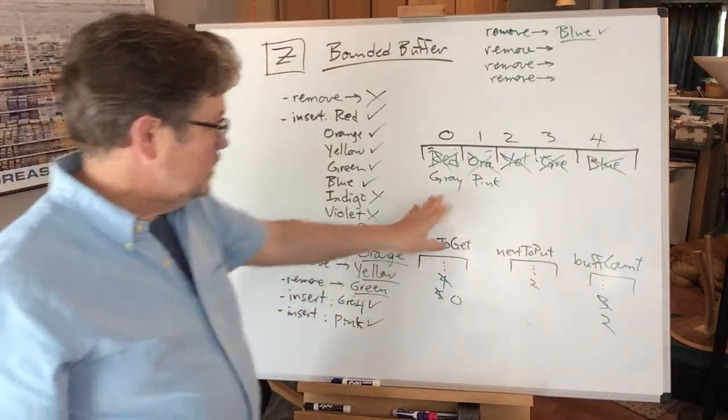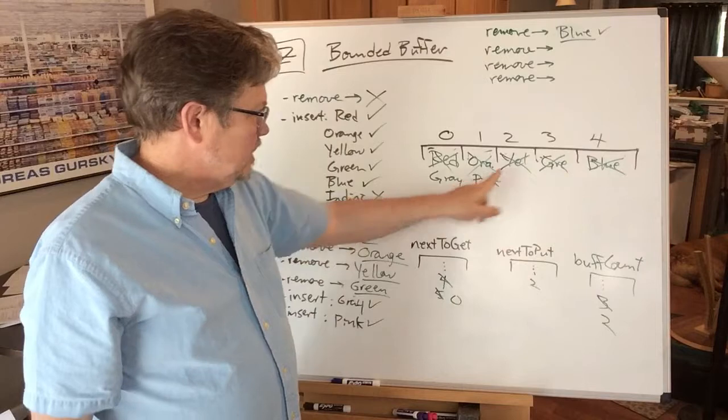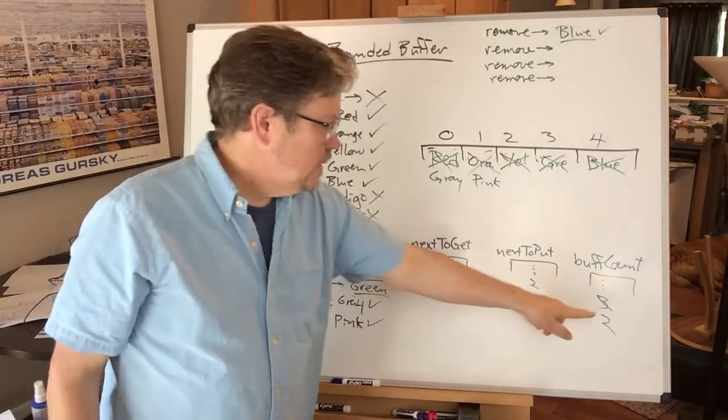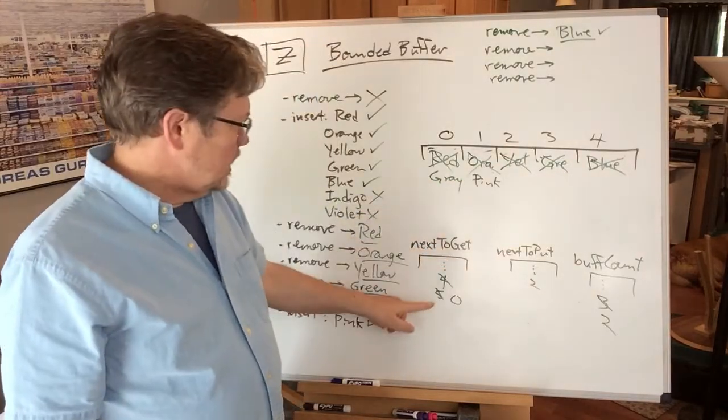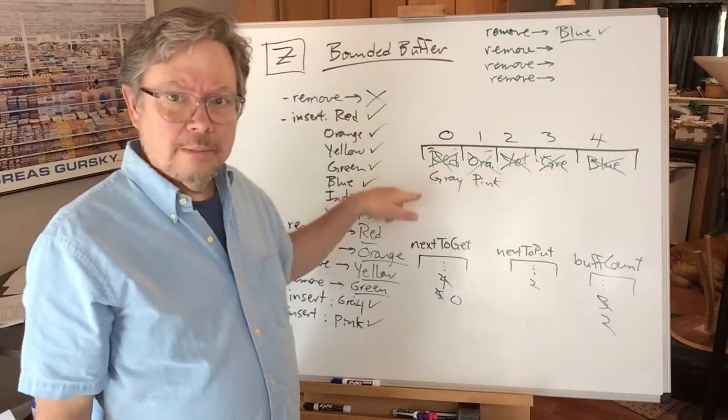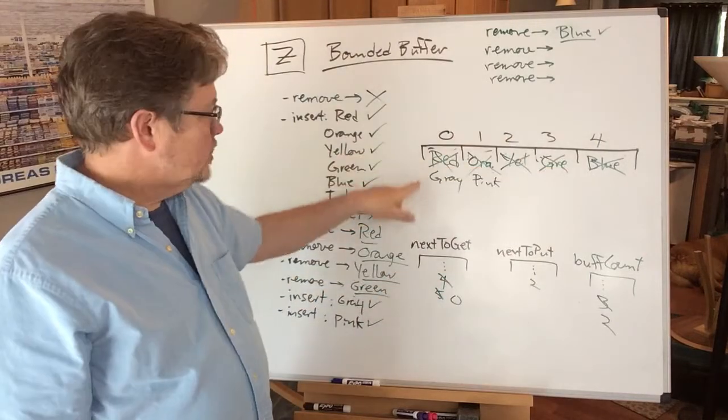Am I up to date? 2 things in the buffer, yes. The next place to put something is slot 2. Those 2s are very different from each other, by the way. The next place to get something is slot 0 because we've wrapped around. We got blue off the tail end, so gray will be next.